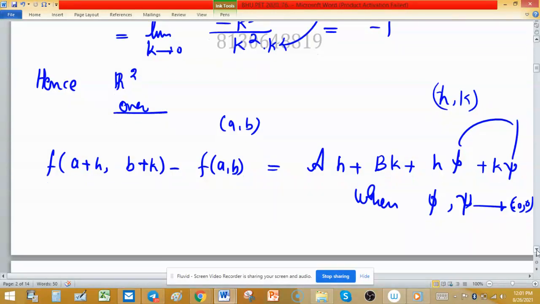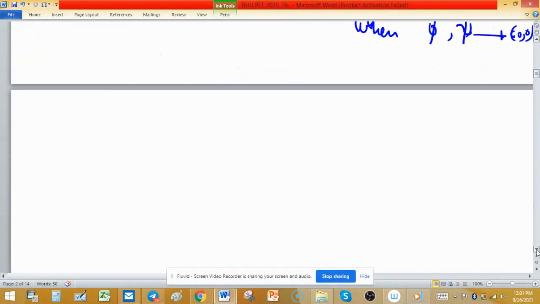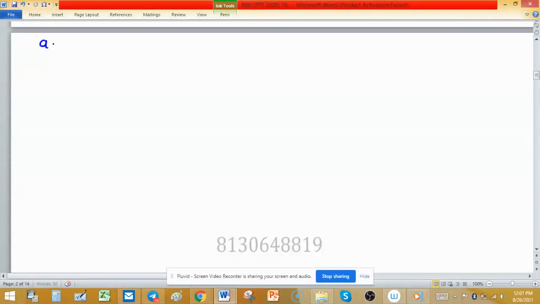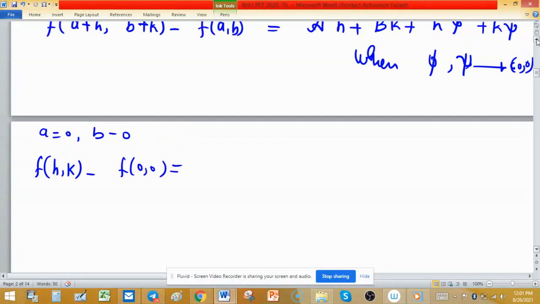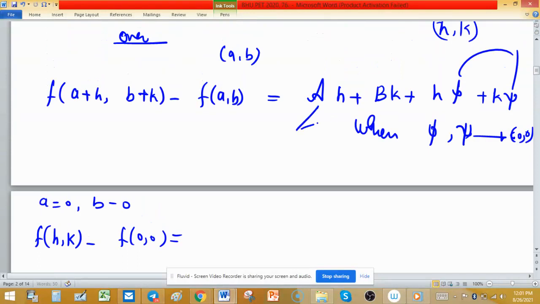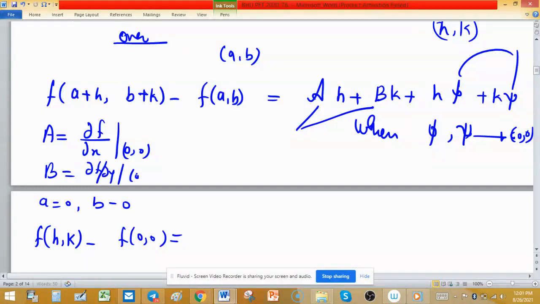To check differentiability of the function at point (0, 0), put a equal to 0 and b equal to 0. It means that f(h,k) minus f(0,0) is equal to... Also I'm going to tell you what this a and b used in this expression are. a is the partial derivative of f with respect to x at (0, 0), and b is the partial derivative of f with respect to y at (0, 0).